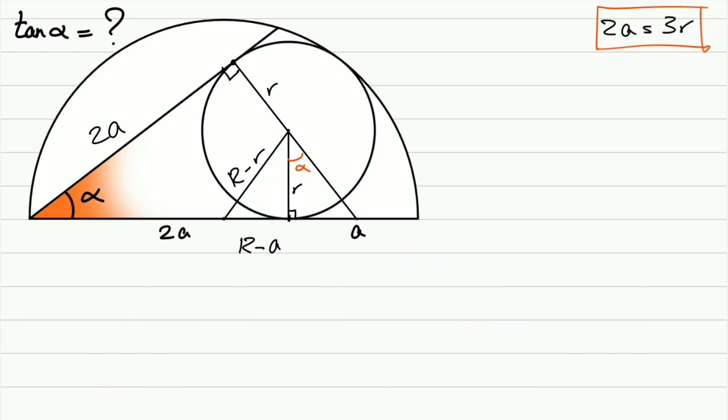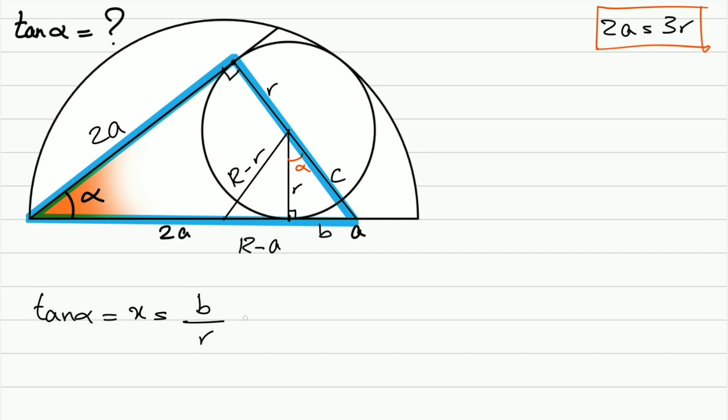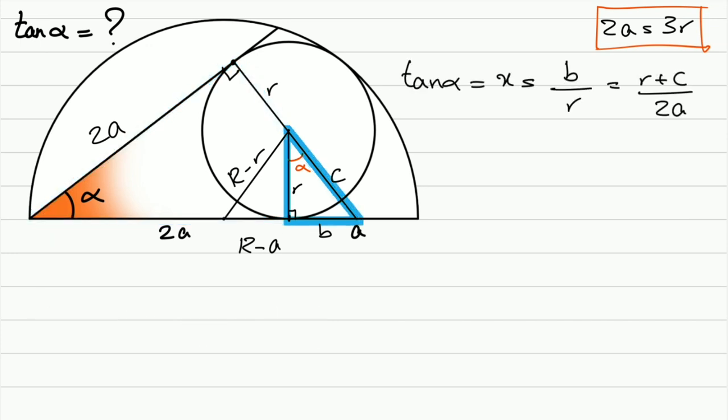Alright, now let's see what we want to find. Tangent of this angle alpha. Tangent of the angle alpha, I'm going to call it x, and it's the opposite side over the adjacent side in a triangle. For example, in this triangle, let's call this segment b and the hypotenuse c. It's the opposite side of the angle alpha, b, over the adjacent side, r. And now in this triangle, the opposite side is r plus c, and the adjacent side is 2 times a. Now, how about Pythagoras for this right triangle?